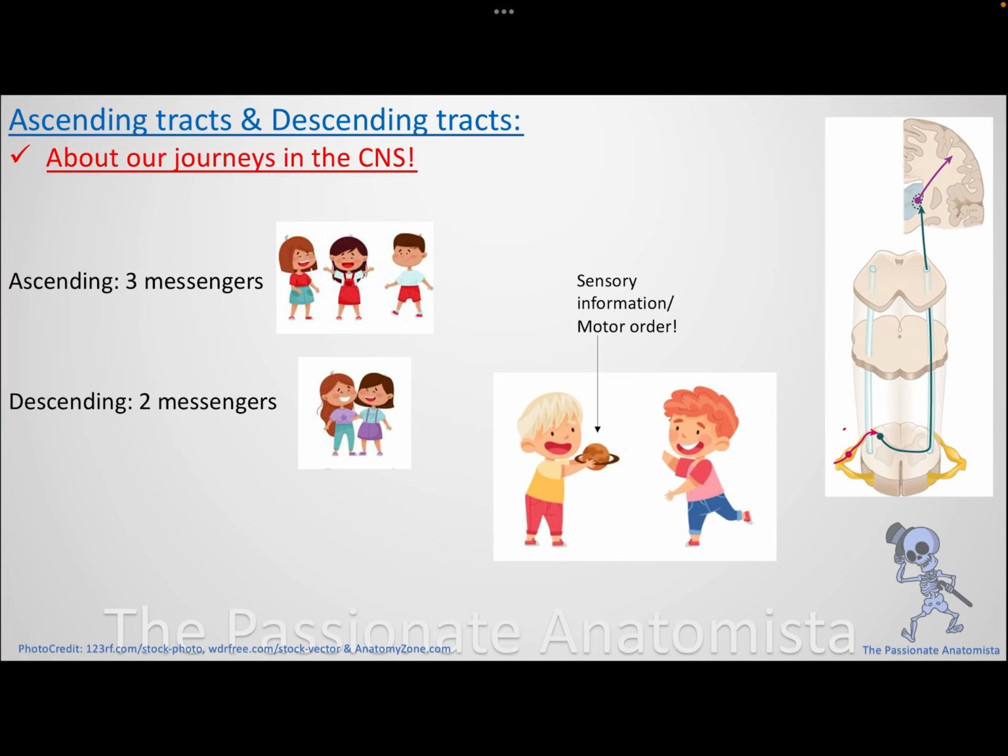So now, about our journey, we have three messengers in the ascending tracts. We have first order neuron, second order neuron, and third order neuron. However, in the descending tracts, we have upper and lower motor neurons. Okay, remember, the ascending are sensory, the descending are motor. So we have sensory information from one guy, it's going to be given to the next guy, and it's going to be given to the next, and this is the whole story. So I have a sensation, I'm going to give it to my friend, he's going to take it to the secretary, and from there I'm going to give it to the boss.